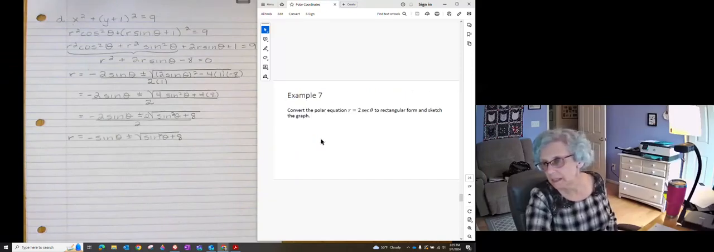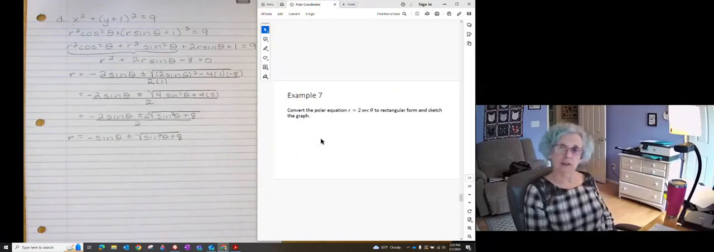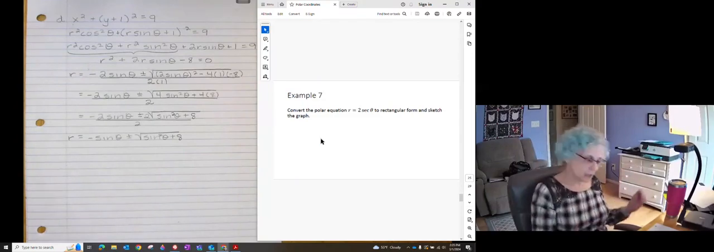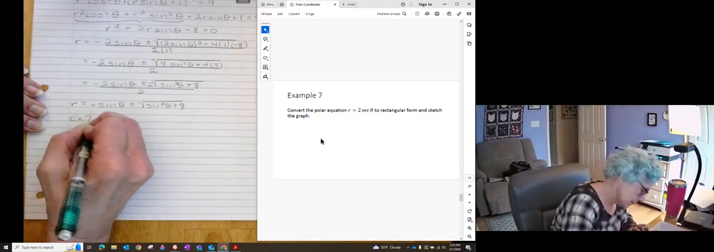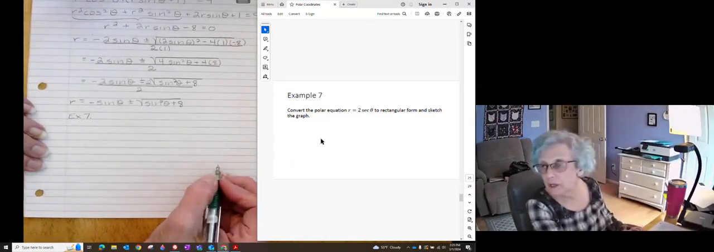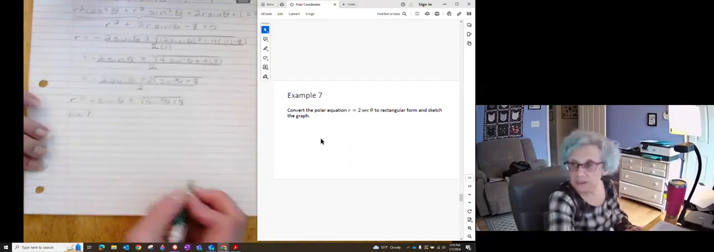So let's see what's next. Ooh, now we're going to go from polar to Cartesian or rectangular. Example 7, we have r equals 2 secant theta.